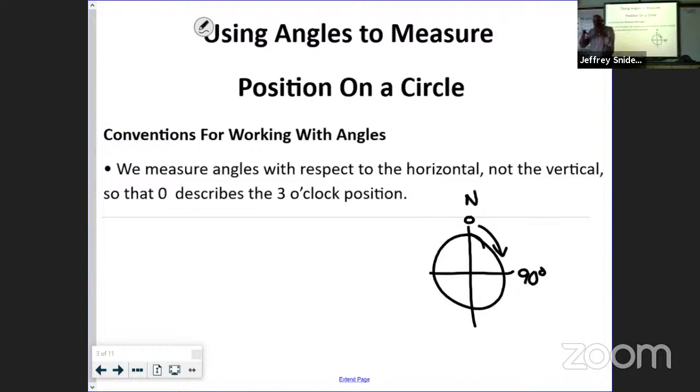So in real life, if you go out and you see something, usually this is where 0 is. But for math's sake, we don't do that. We always start on the positive x-axis. We call it the 3 o'clock position, like on the clock. It's the positive x-axis. We talked about that yesterday, I just didn't put it in those terms.